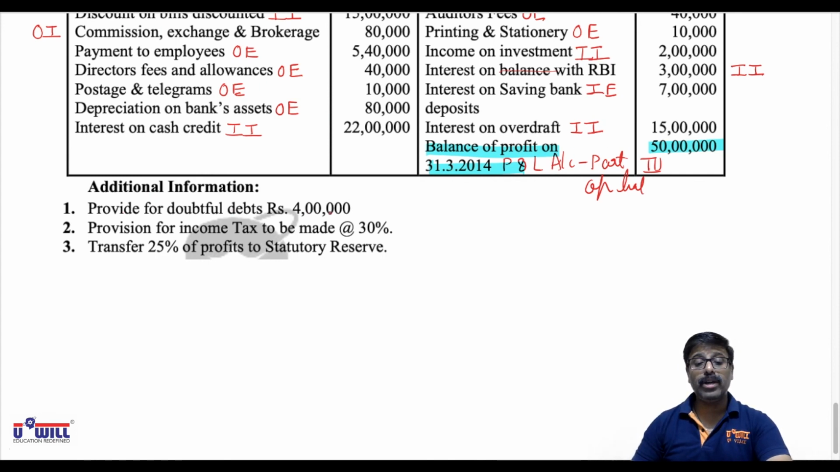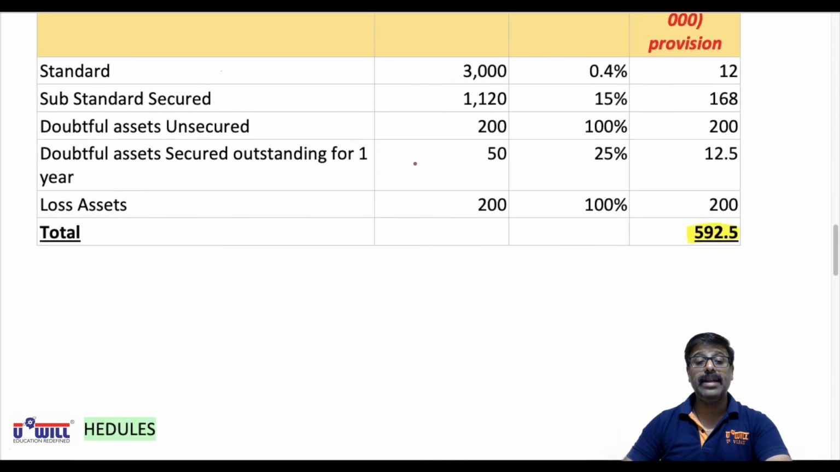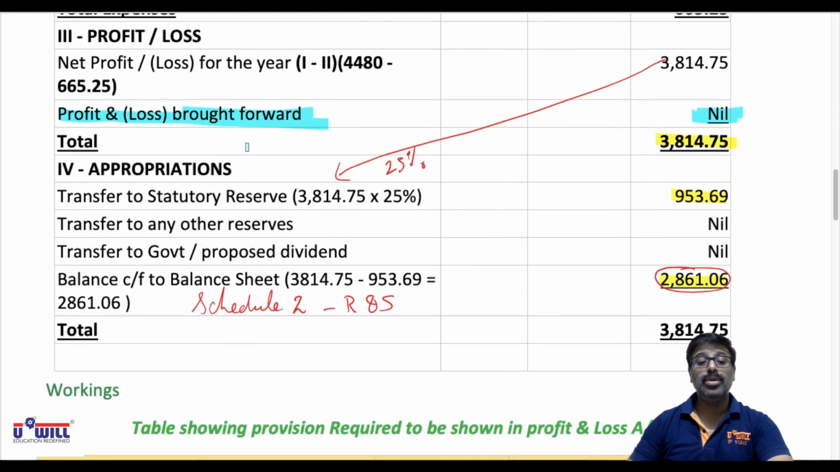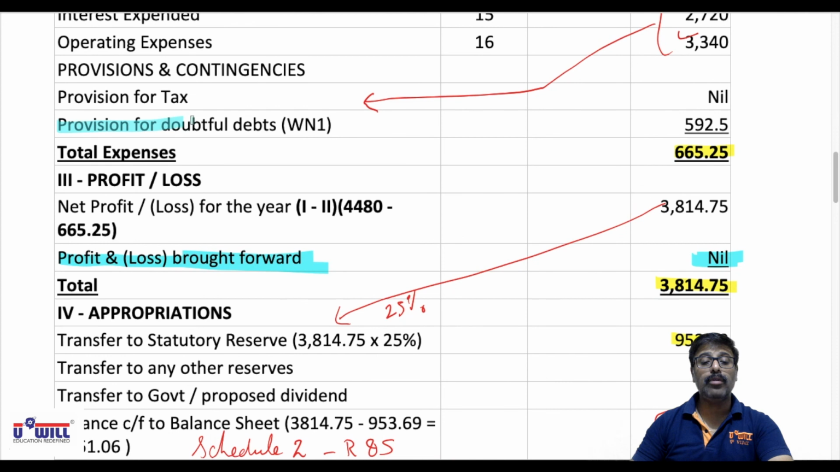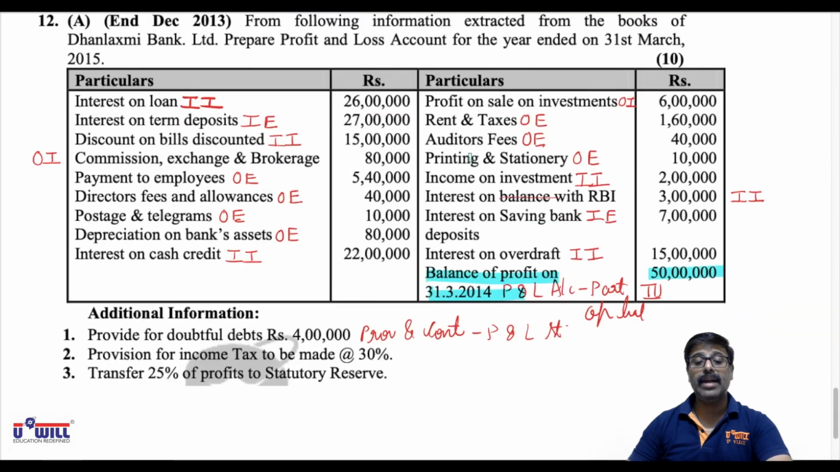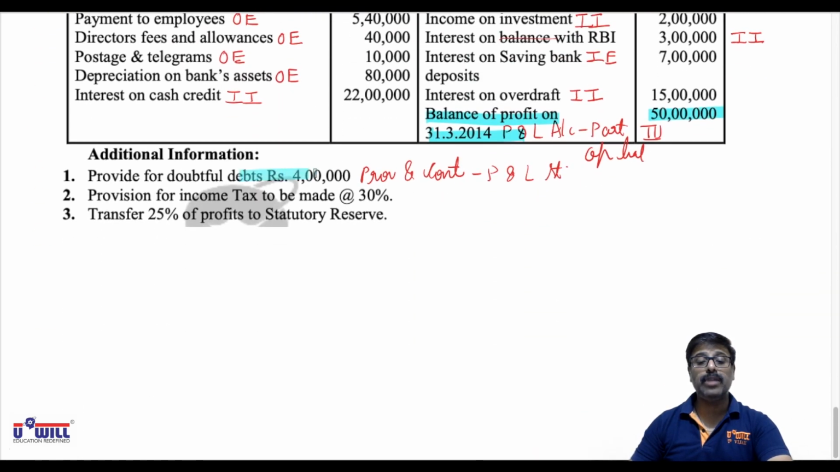Provision for doubtful debts 4 lakhs, that is provisions and contingencies. That will directly come in the P&L statement. It will not come in the schedules. This one, what we had done in the current question also. Provision for doubtful debts, we made workings in the current question we solved in the lecture, but here workings are not required. Directly you are given that provision for doubtful debts is 4 lakhs.